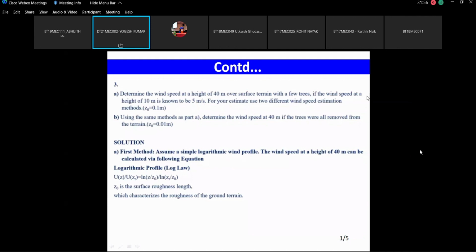And we are given the wind speed at 10 meter, which is equal to 5 meter per second. For your estimate, use two different wind speed estimation methods. So we use the first method as simple logarithmic wind profile law and the second method as power law. In part B, using the same methods as part A, determine the wind speed at 40 meter if the trees were all removed from the terrain. So in this part, the trees were removed.